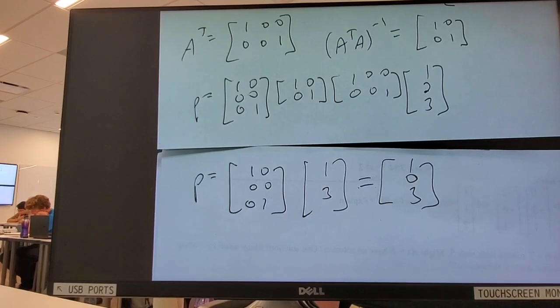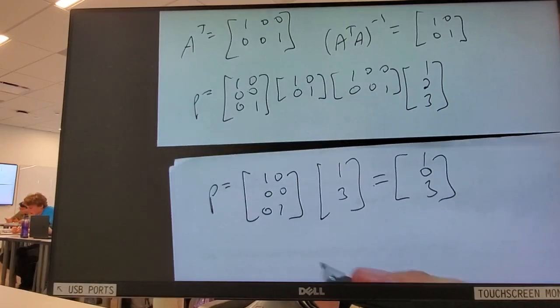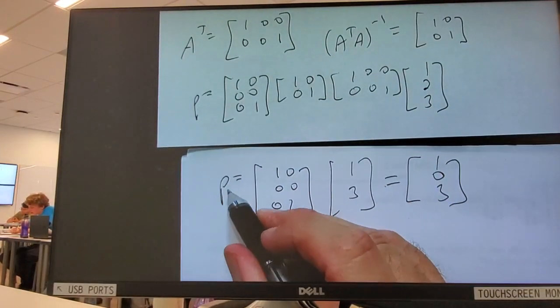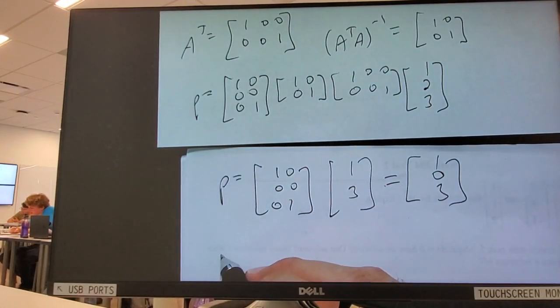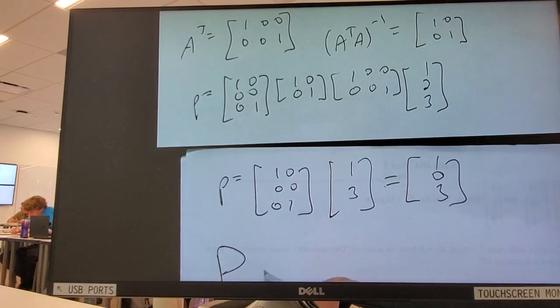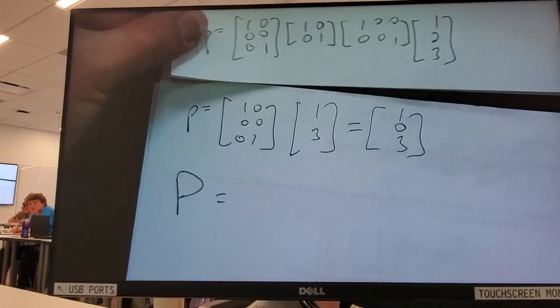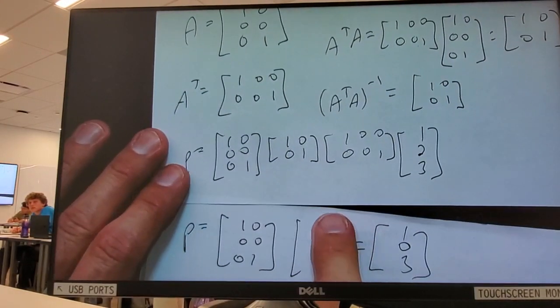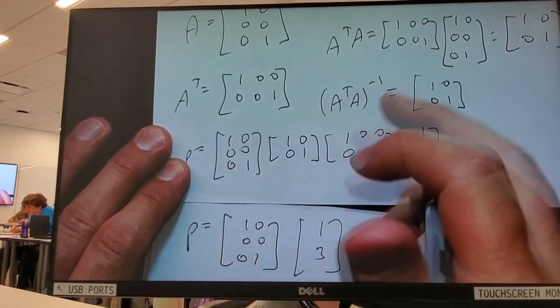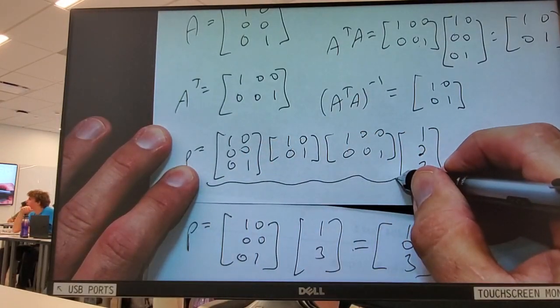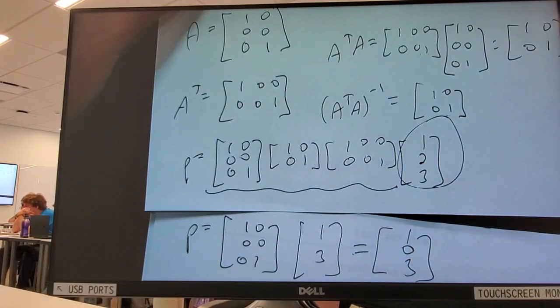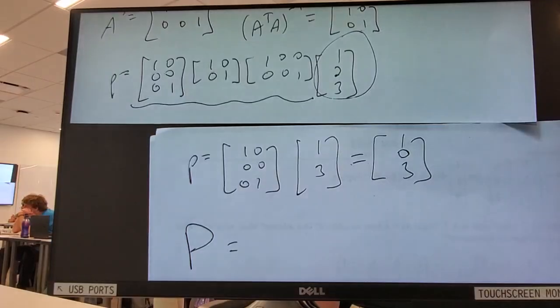Poor little process. Oh, by the way, before I forget, can somebody tell me what big P is? This is really confusing with little p and big P. Which piece of this is big P? The first 3, yes? Because that's B. Okay.